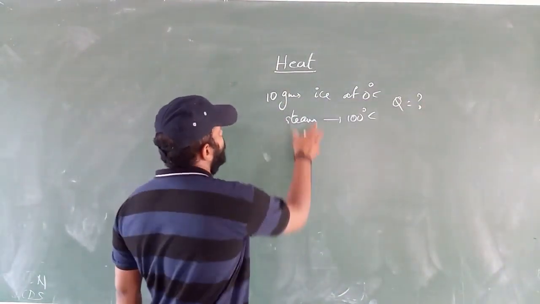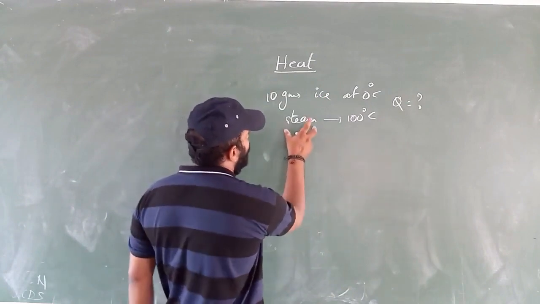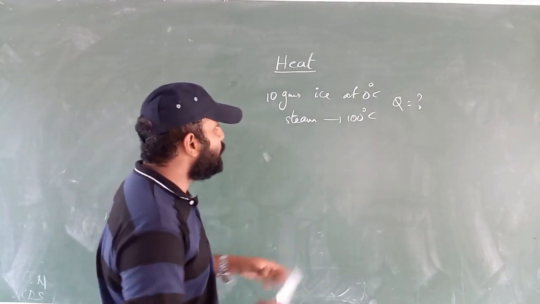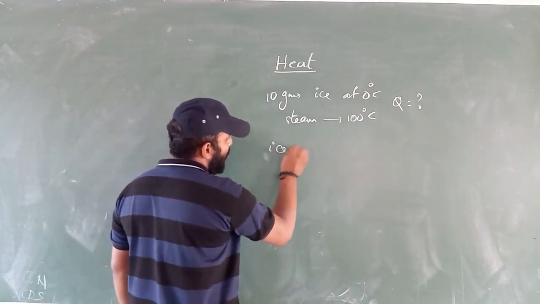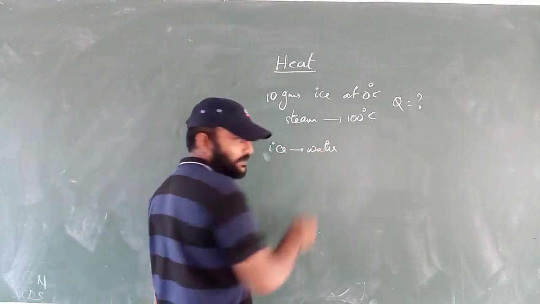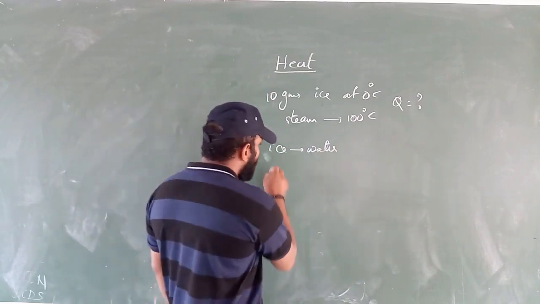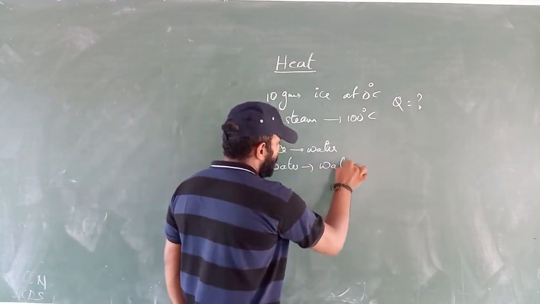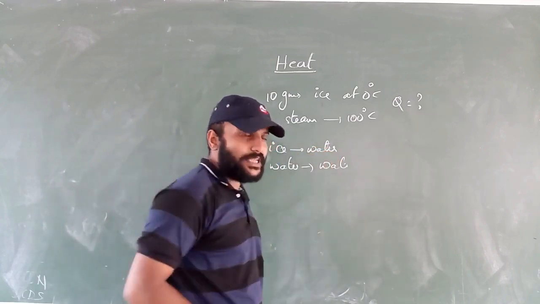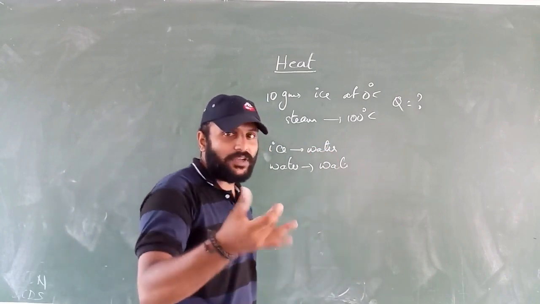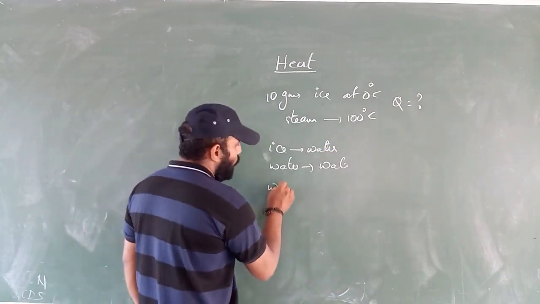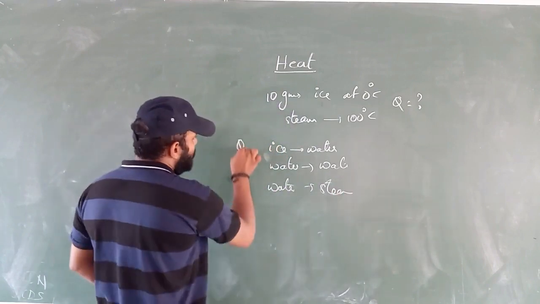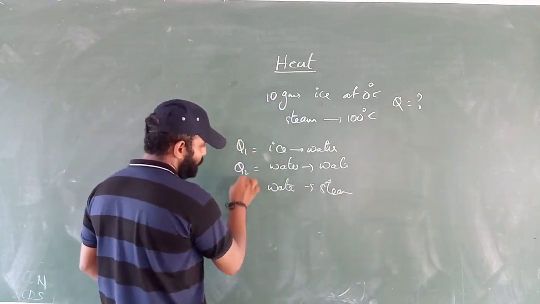So here they have given ice, and what we have to find is steam. This means ice is converting into steam. So first we have to convert ice into water. That is the first stage. After that, with the water, we have to raise the temperature from 0 to 100 degrees Celsius. Some amount of heat energy is required. What is the third stage? Water to steam or vapor. So 3 stages are there, and we require 3 different types of energies.